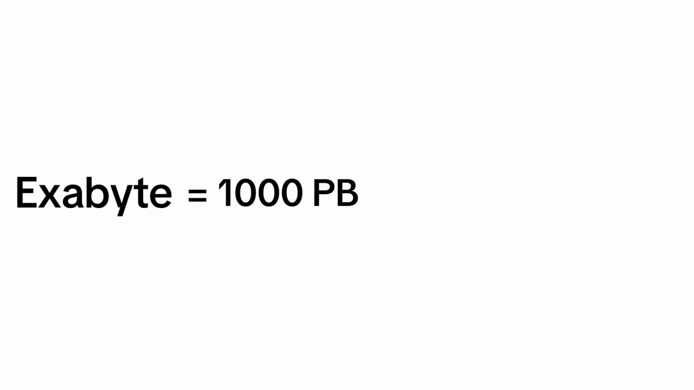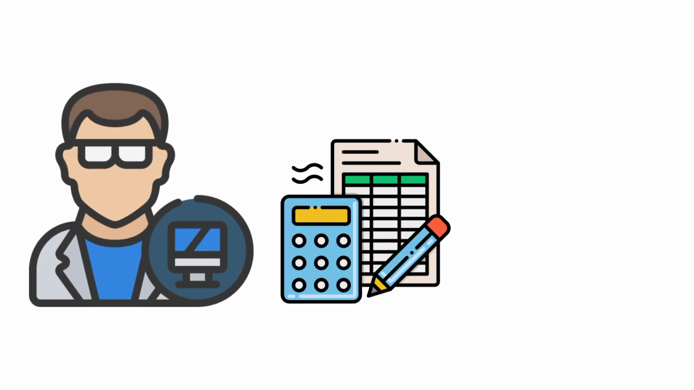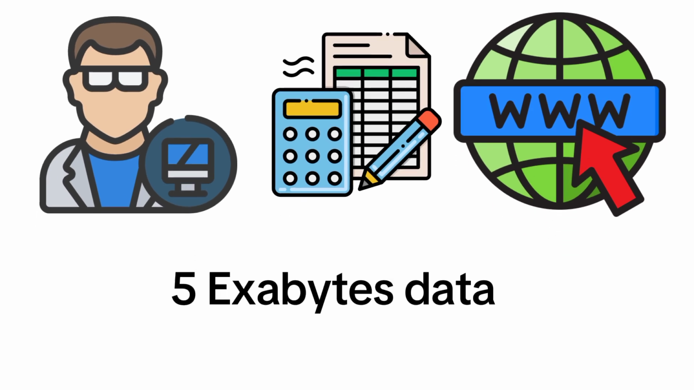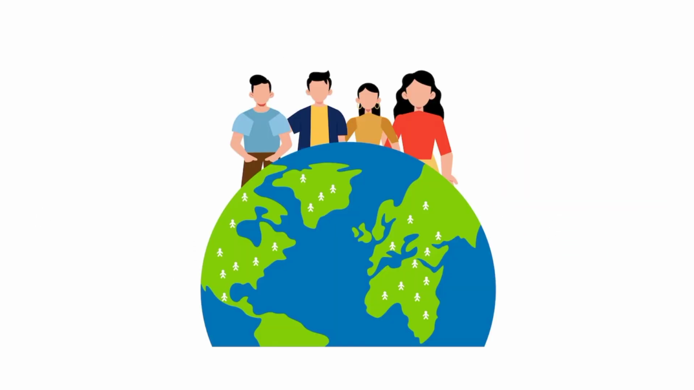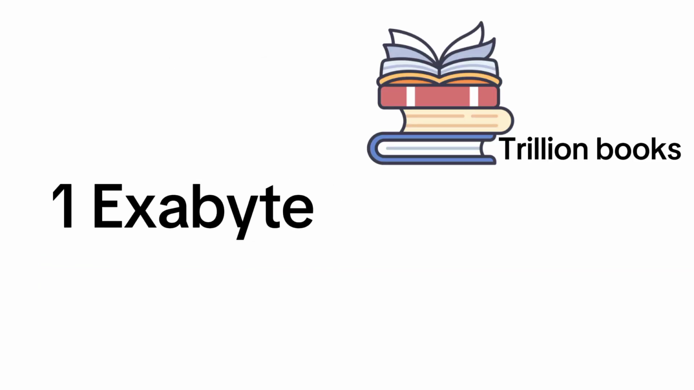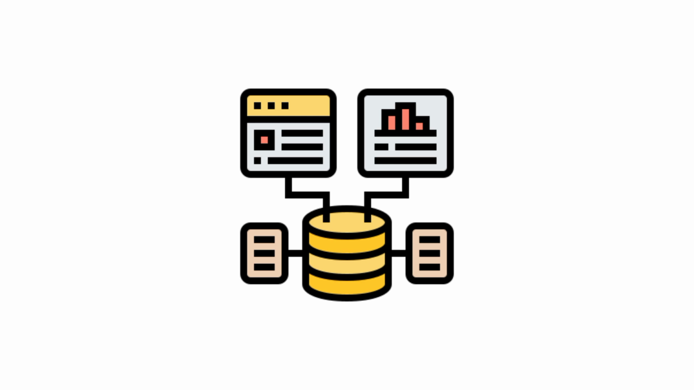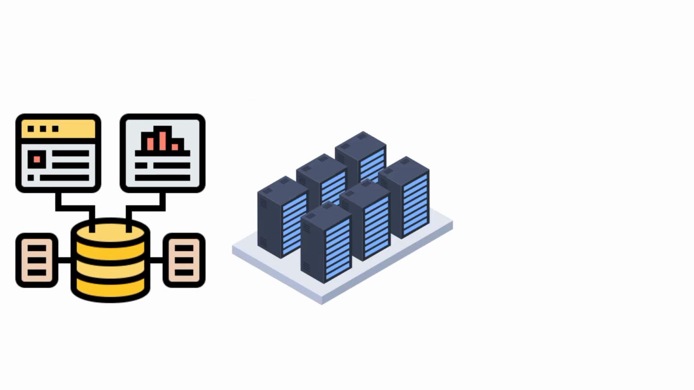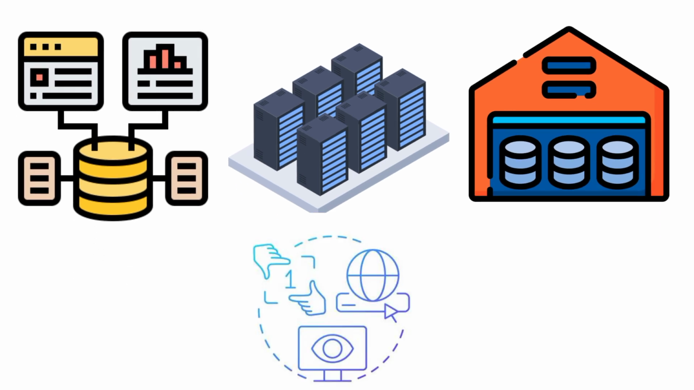Exabyte. An exabyte, EB, is equal to 1,000 PB, or 1 quintillion bytes. Back in 2001, researchers estimated that the entire internet contained about 5 exabytes of data. Today, humanity generates more than that every single month. 1 exabyte could store a trillion books, or around 250 million DVDs. Managing data at this scale requires massive server farms running nonstop, an entire warehouse dedicated to keeping the digital world accessible.